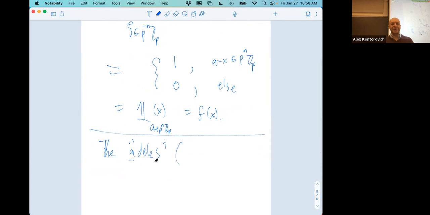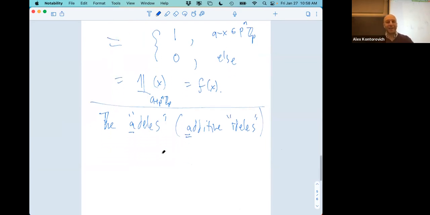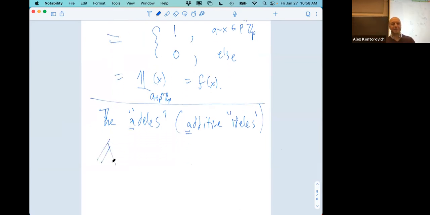Adeles, the A is for additive. These days the Adeles are kind of more important than the Ideles, but the name is the additive Ideles. And the Ideles came from Chevalley's theory of ideal elements, which goes back a long history. We'll get to what the Ideles are. Maybe you don't care.